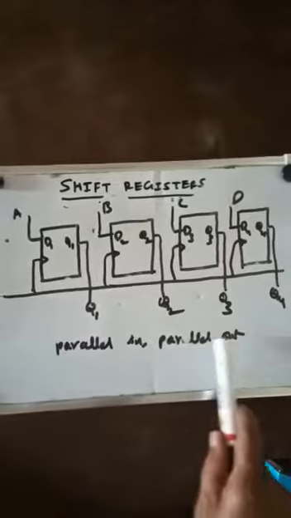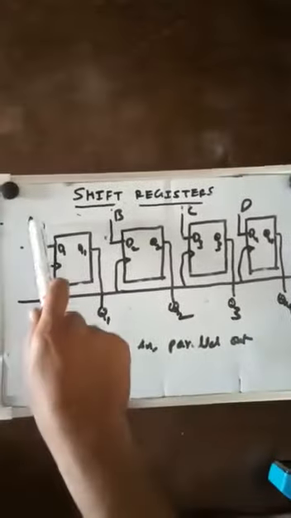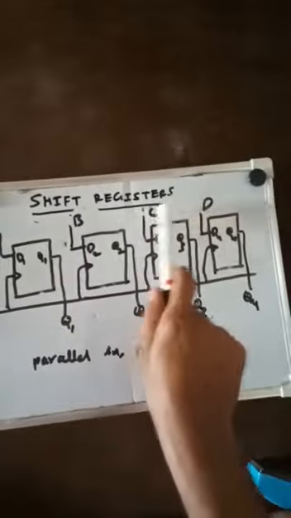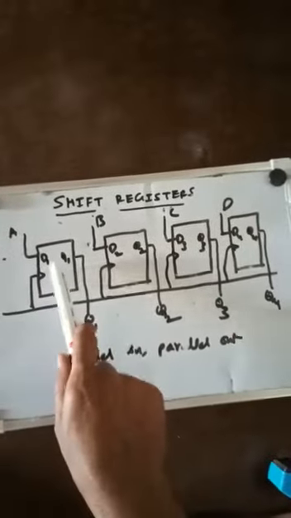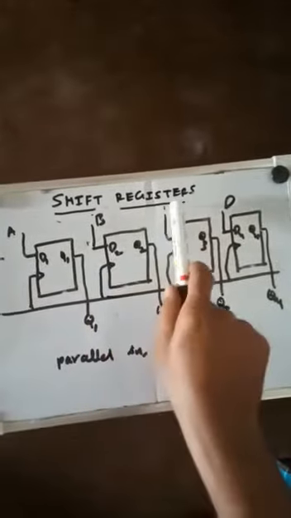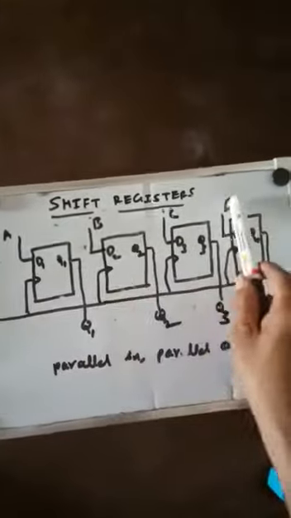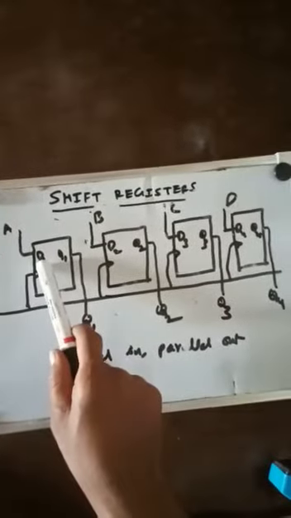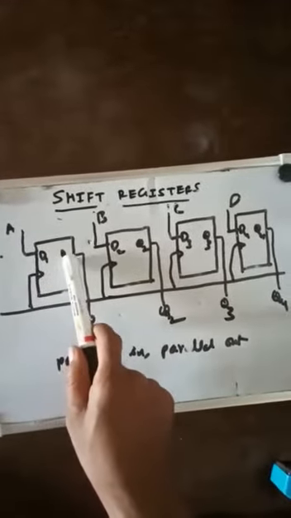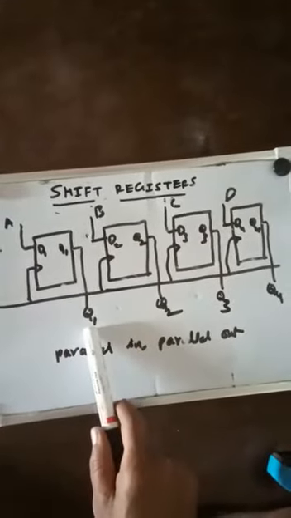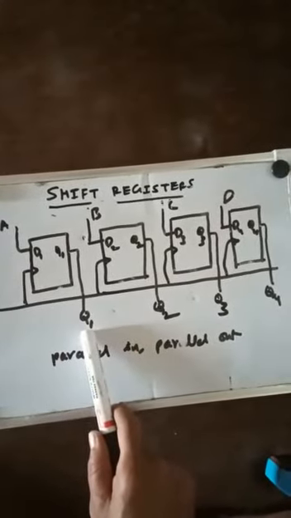So this is parallel in, parallel out. Here A, B, C, D are the parallel inputs, and A is connected directly to D1, B is connected to D2, C is connected to D3, and D is connected to D4. So once this is 1, this is 1, this is 1, this is 1, that information is given to the input of those flip-flops. That will be transferred to Q1, and that Q1 will be taken out at the same time.